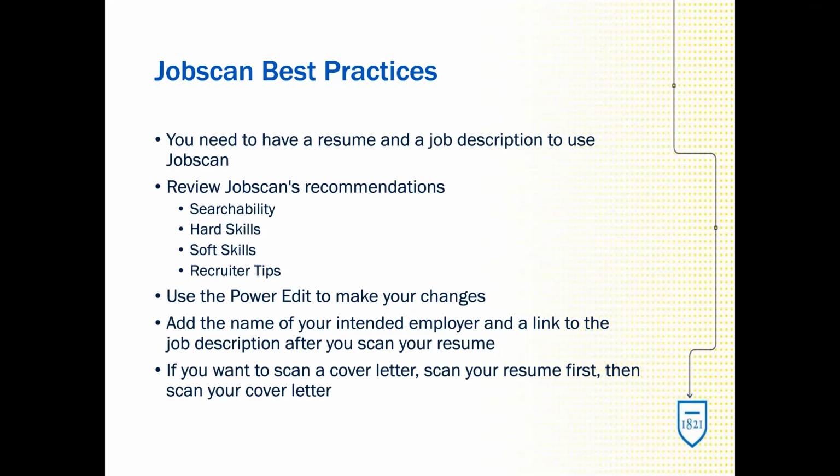In order to help Jobscan know what exact type of applicant tracking system it's battling, there is a space in the searchability section where you can add the name of the employer that you're applying to work for, and you can add the link to the job description directly from that employer's site that will help Jobscan know, again, which applicant tracking system it is battling.